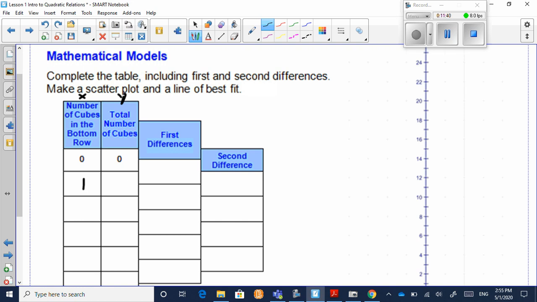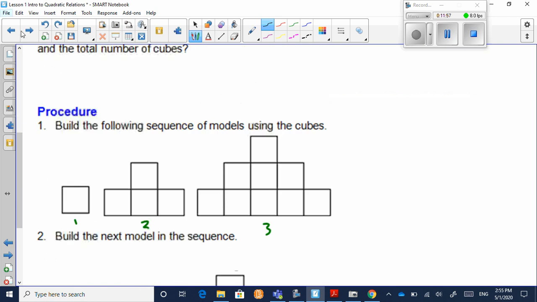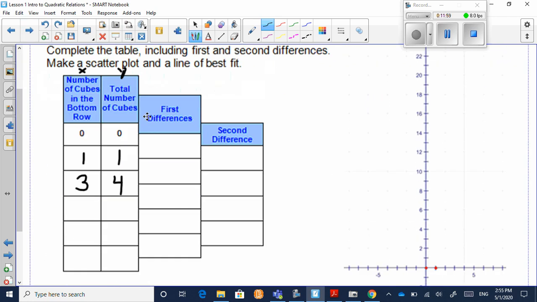And then we'd only have 1 cube. Did you notice that when we had 3 cubes in the bottom row, we had a total of 4 cubes, or 4 apartments overall? That's this second one here that we drew. Now the third one, we had 5 cubes in the bottom row, and that gave us a total of 9.